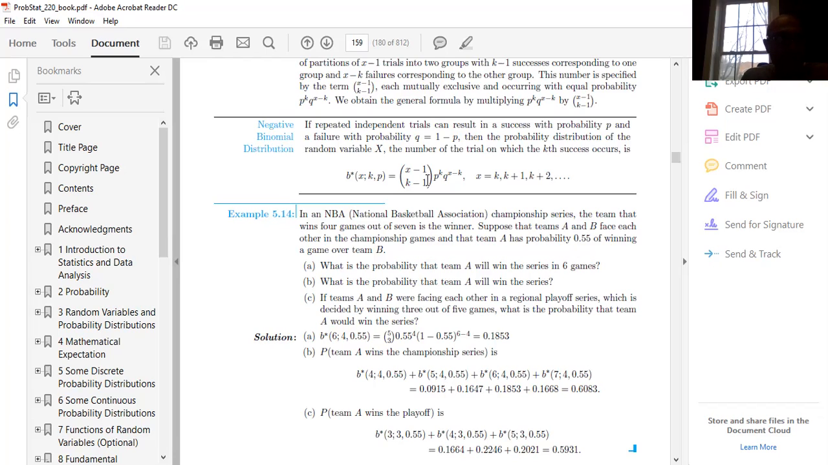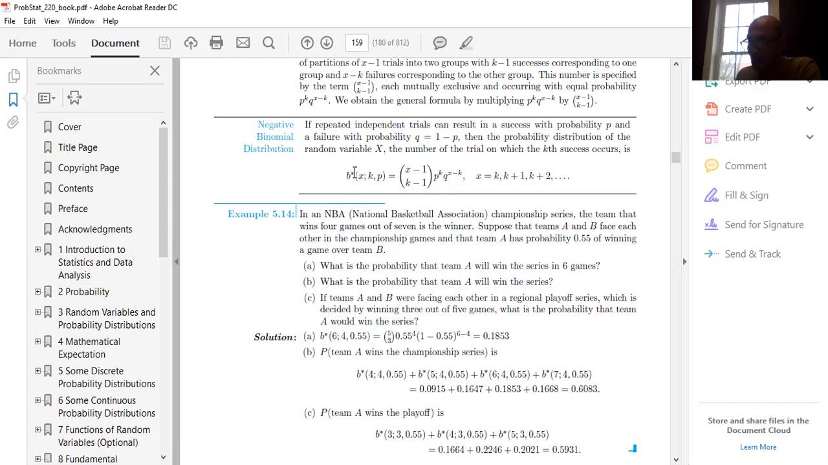Why repeated independent trials? Because that is basically a binomial setup. So repeated independent trials can result in a success with probability small p and a failure with probability q. Then the probability distribution of the random variable X, the number of trials on which the kth success occurs, is given by B star. Whenever B star is there, keep in mind that we are talking about the negative binomial distribution: B star, X, K, and P.